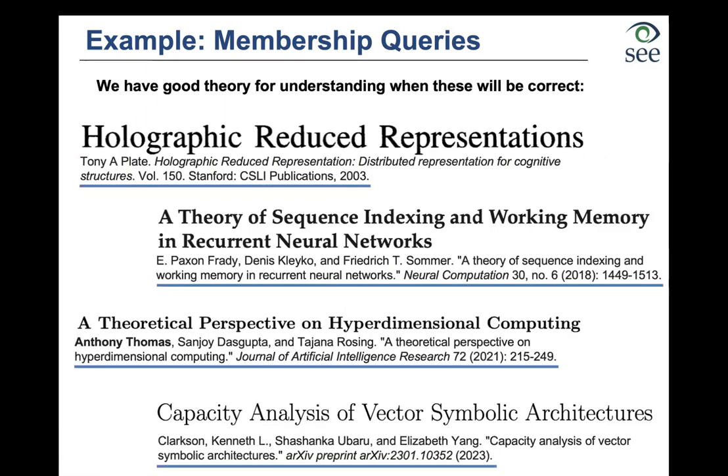So there's a long line of literature on developing a theoretical understanding of when these kinds of queries will be correct. So when these sorts of membership queries will be answered correctly. And this allows us to relate things like the size of the universe from which sets are drawn and the size of the sets themselves to the probability of answering membership queries correctly. And I'm sorry if I missed anybody's work in here. These are just the four that immediately sprang to mind.